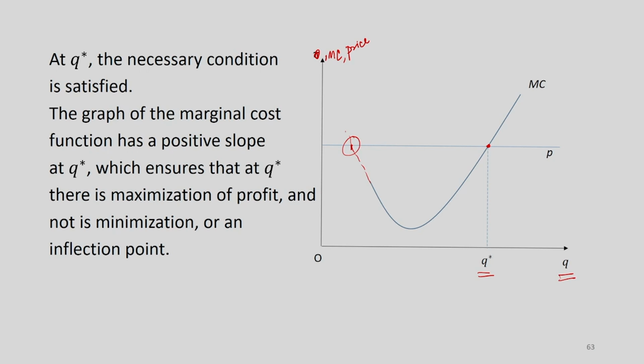Notice, as a side note, that had I considered this case where the MC is declining as well, and there is a point of intersection at the falling part of the MC, here the first order condition is satisfied, that is MC is equal to P, intersection is there, but the second order condition is not satisfied. So, let us suppose this is Q dashed. Q dashed is not the point of profit maximization, whereas Q star is the point of profit maximization. Both of them are, however, stationary points.